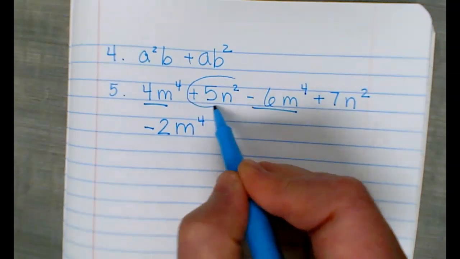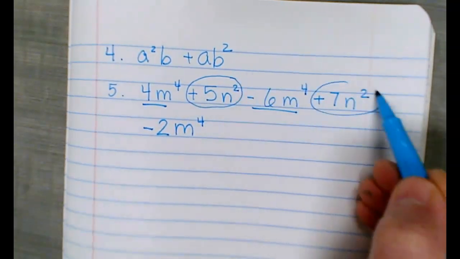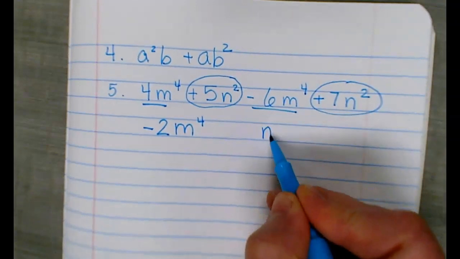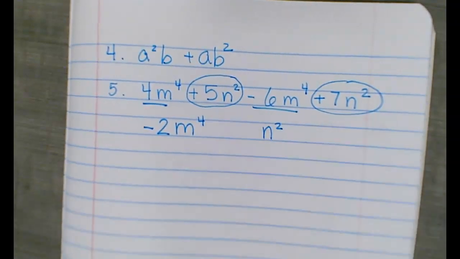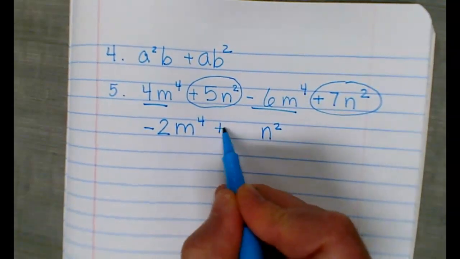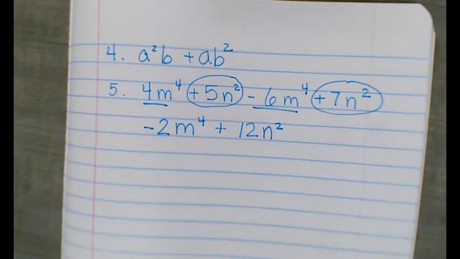And this one and this one have like terms. They both have an n squared. So a 5 plus a 7 makes a 12. And it is considered better form, when you have more than one variable, I have an m and I have an n, to put those in alphabetical order.